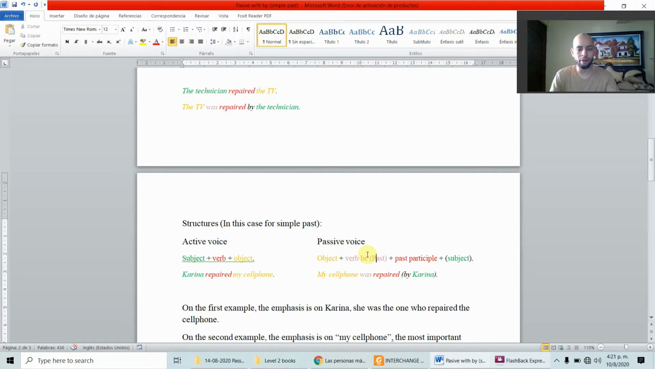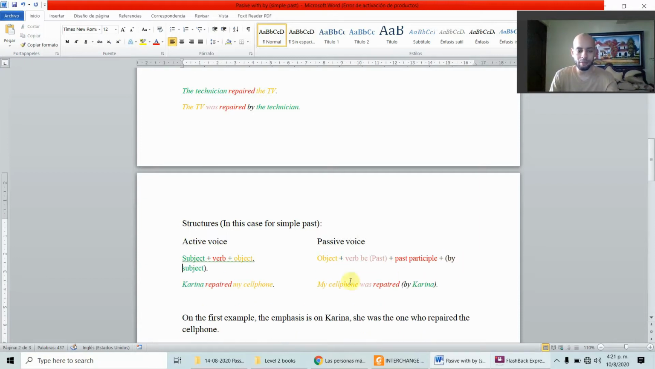In the passive voice, we say the object, and then the verb be in the past form. It would be like an auxiliary here. Then the past participle of the verb, and the subject, if necessary. Well, by, let's write by here. By subject.